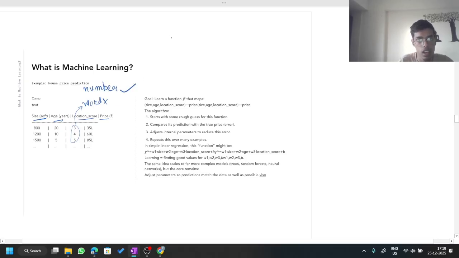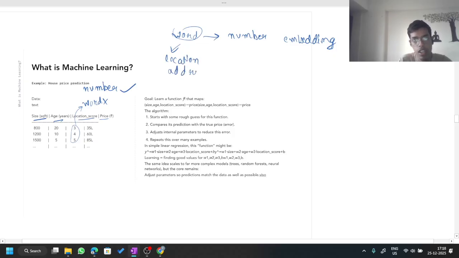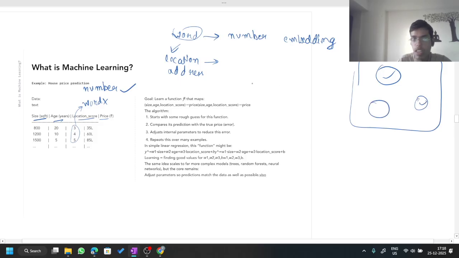So the conversion of these types of things, like you learned earlier, word to number, can be done from embedding. But when it comes to only categorically defining the data, and not inferring some meaning, a word here is only a location, or you can say the address of that house. So here we just want it to be a particular locality present throughout the map, like locality 1, locality 2. You can just label these localities as numbers.